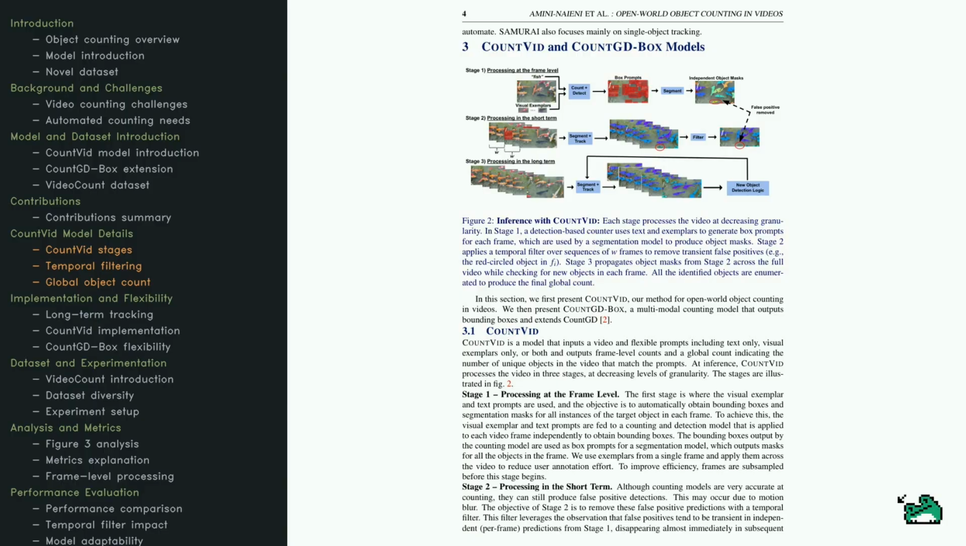Finally, in stage 3, the model spreads the object masks from stage 2 across all frames. This step is crucial for spotting new objects that might appear as the video progresses. By doing this, COUNTVID ensures that the final count of objects is as accurate as possible. Overall, this structured approach allows COUNTVID to provide both frame-level and global object counts, making it a robust tool for open-world object counting. The model's ability to adapt to text and image prompts makes it versatile for various applications, from wildlife monitoring to industrial inspections.